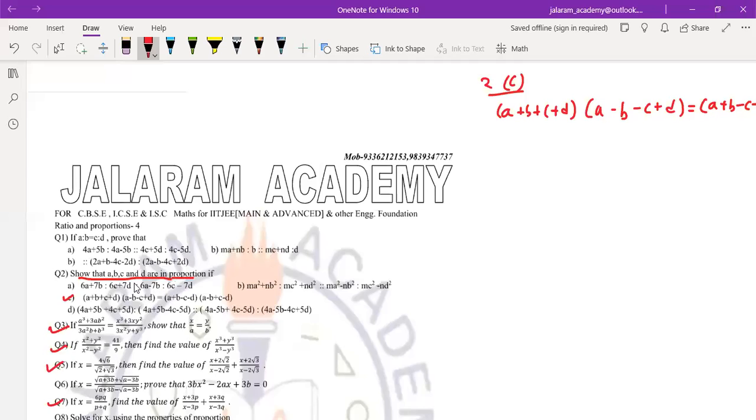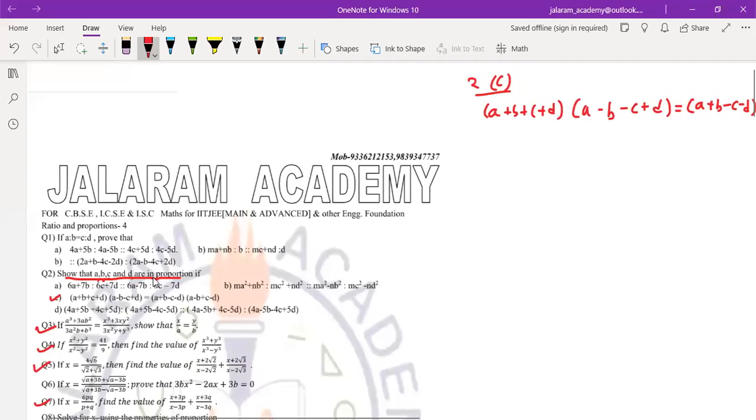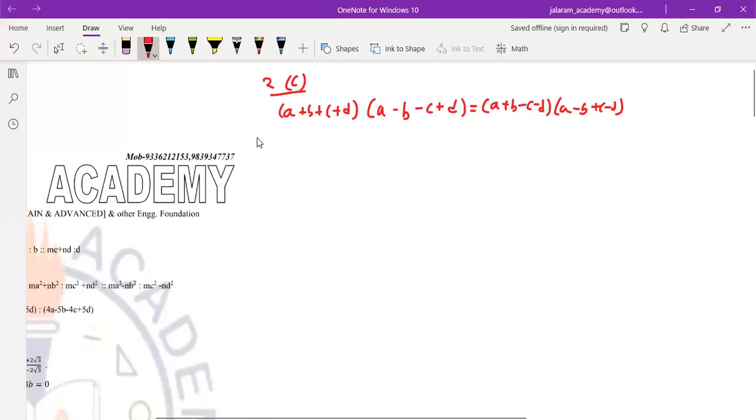Means we have to prove that A, B, C and D are in proportion. That is, A is to B is proportional to C is to D. That is, A by B equals C by D. Starting from this line, (A + B + C + D)(A - B - C + D) = (A + B - C - D)(A - B + C - D).